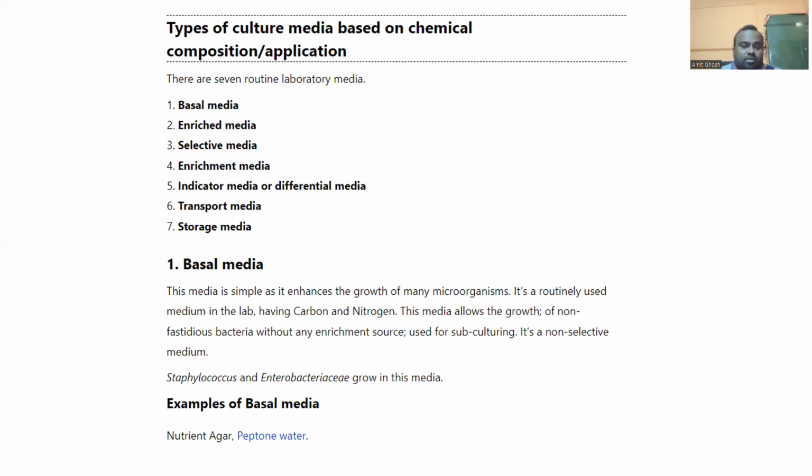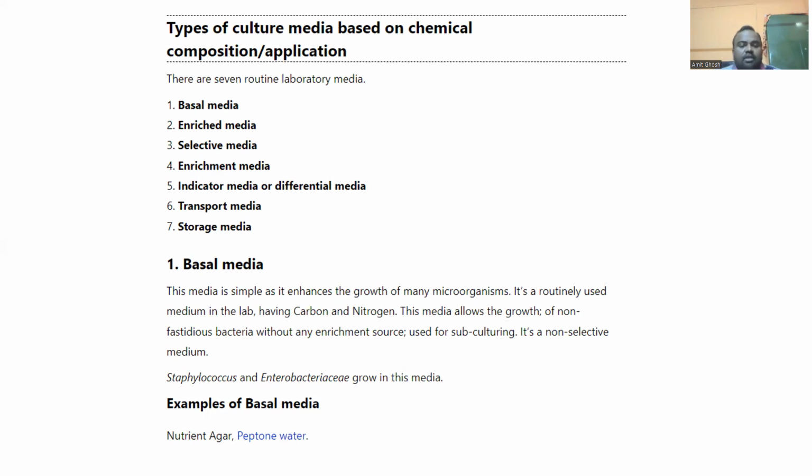For example, there are 7 routine laboratory media. Number 1 is basal media, number 2 is enriched media, number 3 is selective media, number 4 is enrichment media, number 5 is indicator media or differential media, number 6 is transport media, and number 7 is storage medium. There are 7 media routinely used. So we need to learn one by one the compositions of these media, their use, and their examples.